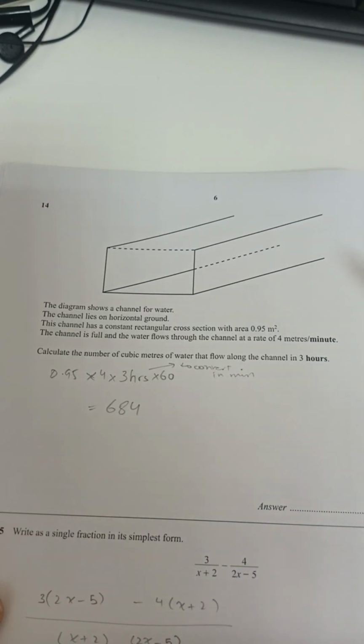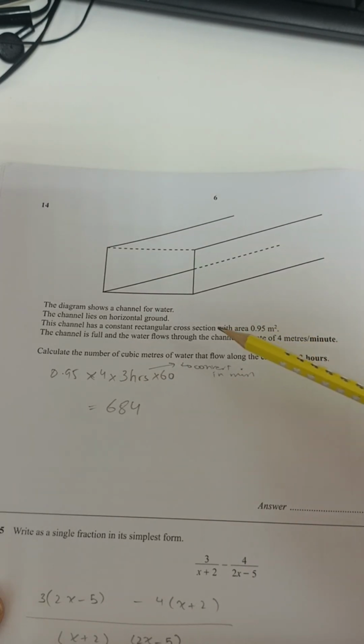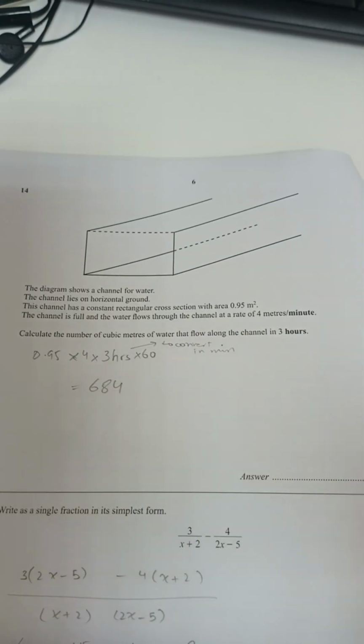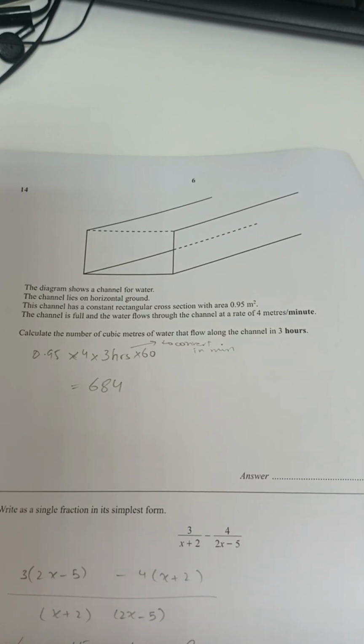Question number 14 shows a diagram which is a channel of water. The channel lies on horizontal ground. This channel has a constant rectangular cross section with area 0.95. The channel is full and the water flows through the channel at a rate of 4 meters per minute. It says to calculate the number of cubic meters of water that flows along the channel in 3 hours.